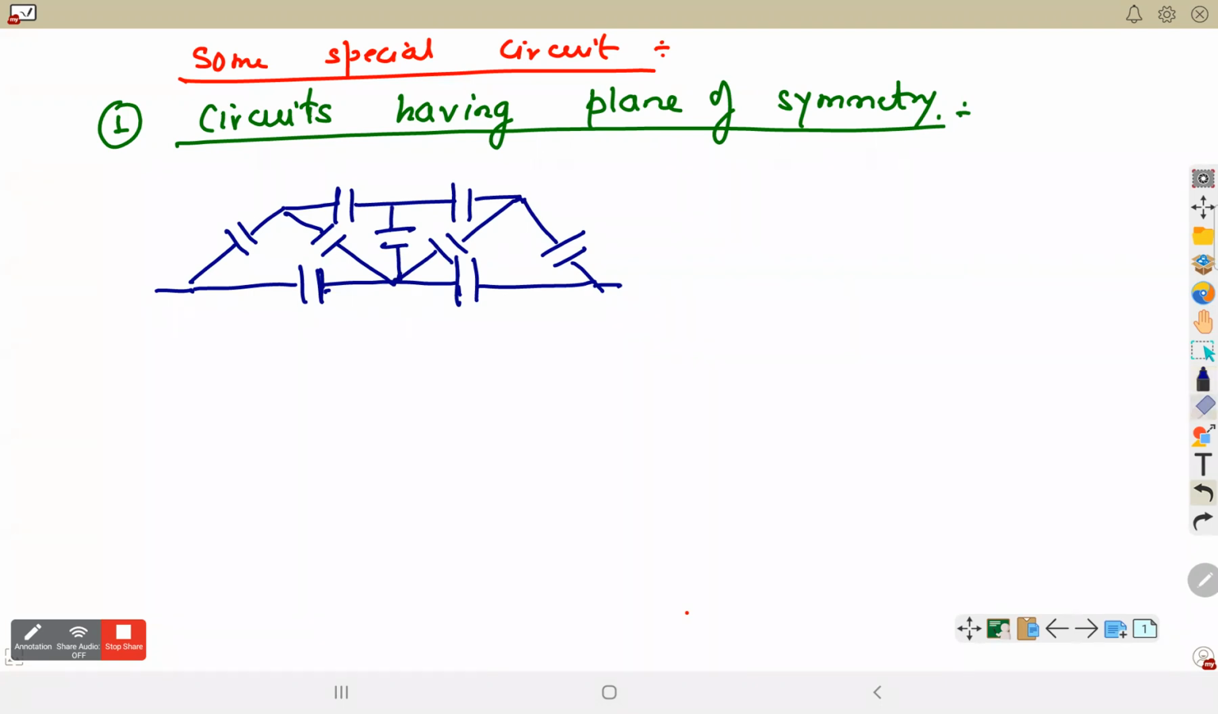Find the equivalent capacitance between A and B. Each capacitance is C. So in this case, obviously there is no horizontal plane of symmetry. There is a vertical plane of symmetry. अगर हम ऐसे ही सर्किट नीचे भी बना लेते हैं, exactly same. We did.